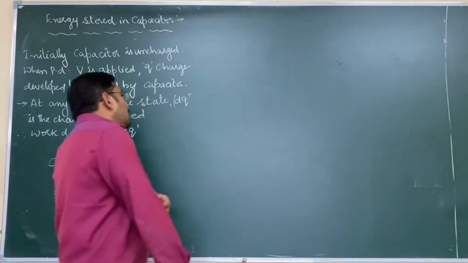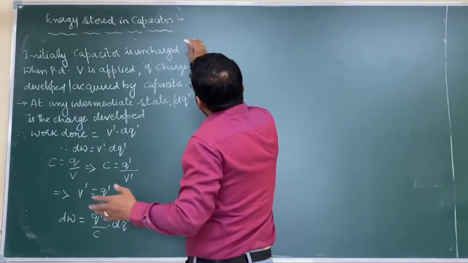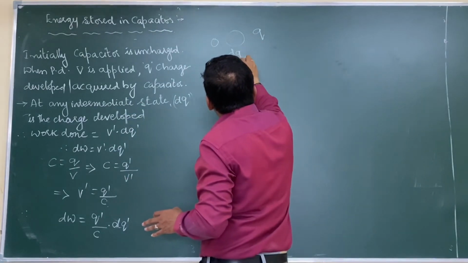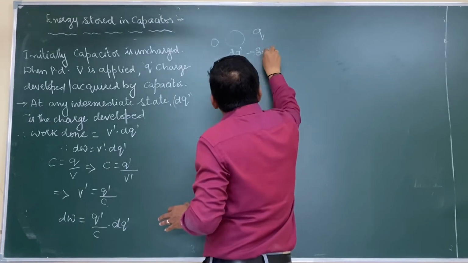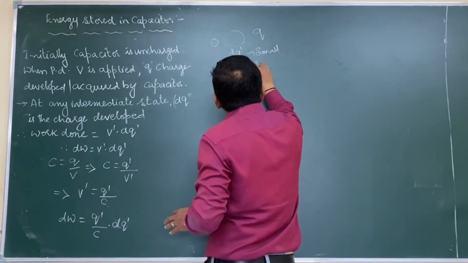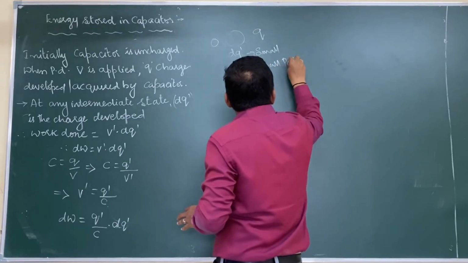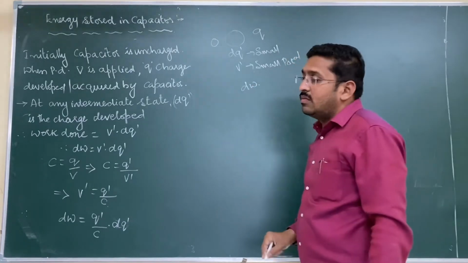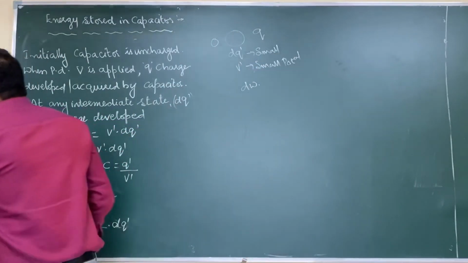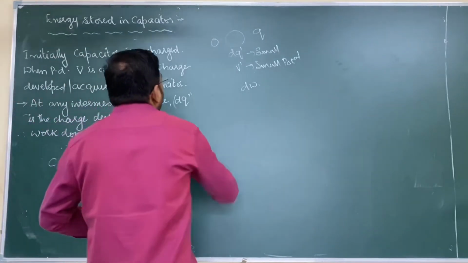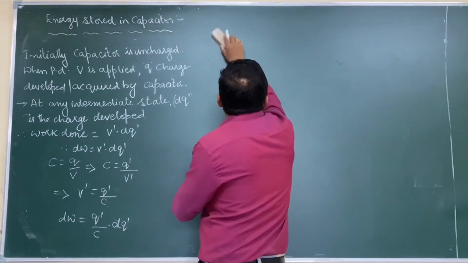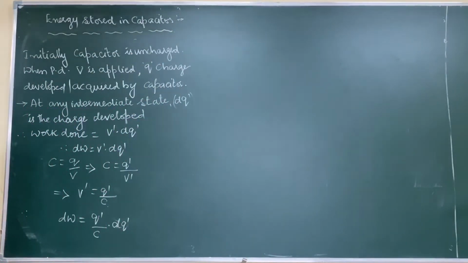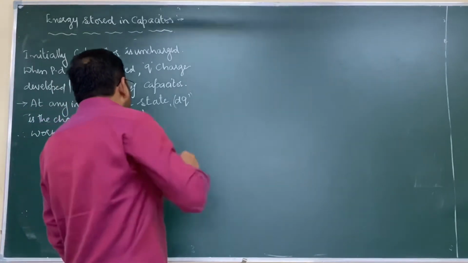Now what did I consider? The intermediate state from 0 to q, within it some dq dash. It is a small charge. Then v dash is a small potential. Okay, v dash is a small potential. The work we have to do for this is a small work done. Now we have to find the total work done in transferring that entire charge from 0 to q, from negative to positive.